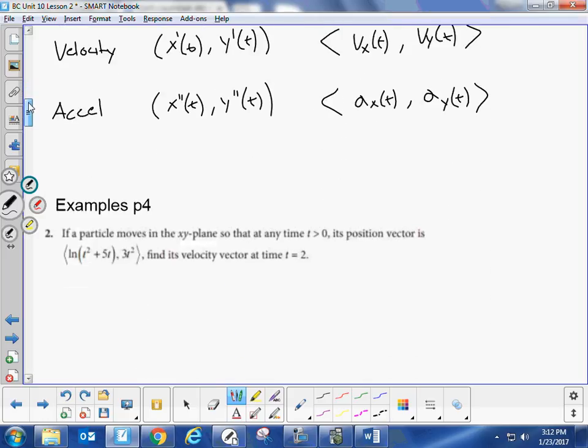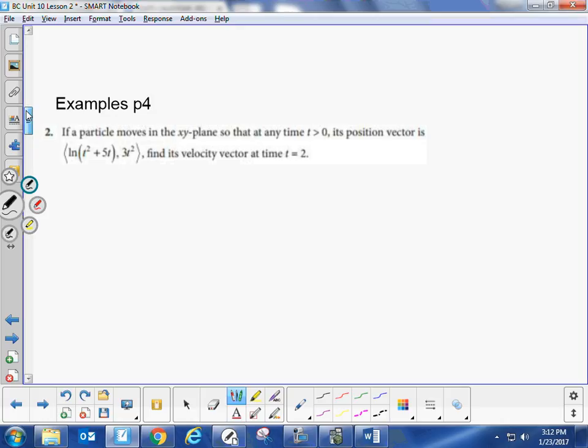Okay. Now, if we go to page 4 of our notes, we'll have a first example where we see this vector notation, and they're asking you that given a position vector, find the velocity vector at t equals 2. It is super straightforward. This is number 2 on page 4. All you need to do is take the derivative of your position vector, x and y, and plug in 2. And either put it in vector notation or put it in parentheses. It doesn't matter. Okay, so let's go ahead and do that.